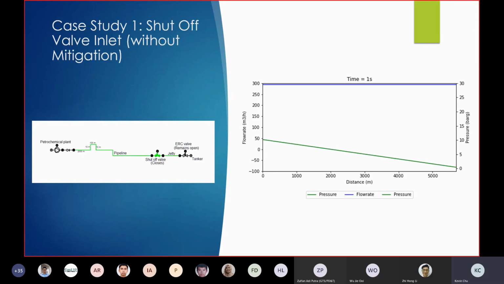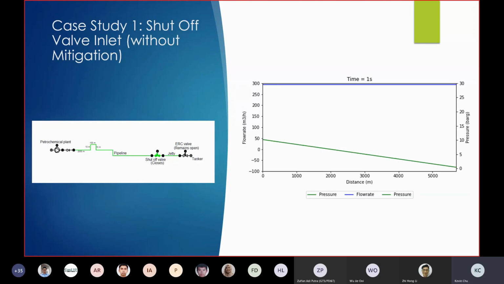In this slide, we are focused on the long pipeline between the pump and the shut-off valve. In this diagram, the flow is represented in blue and the pressure in green. Before the event, the flow across the valve is about 300 cubic meters per hour. And you also notice that there is a pressure drop across the long pipe. This is due to the frictional pressure drop across the piping.